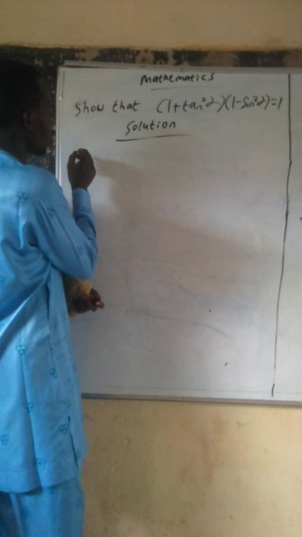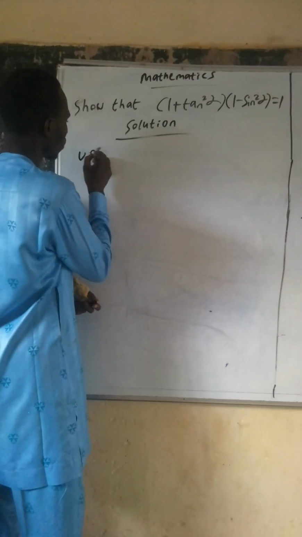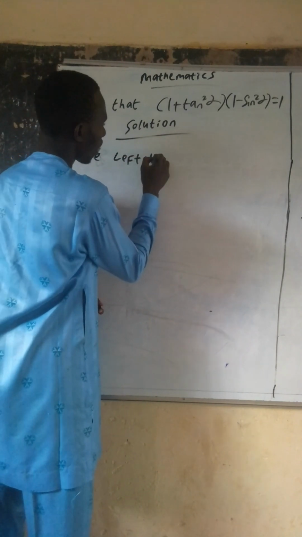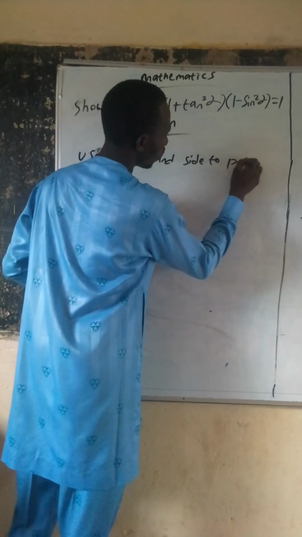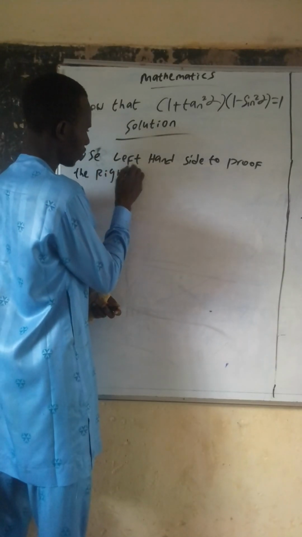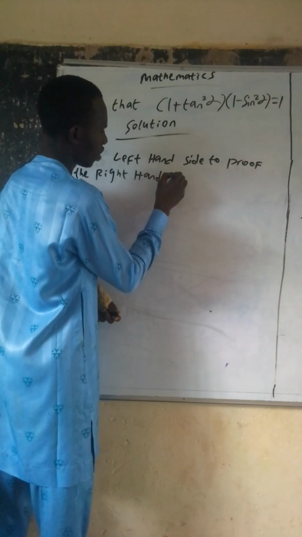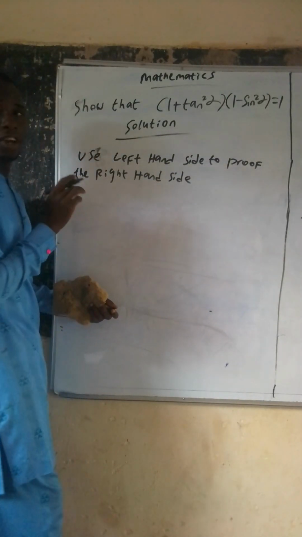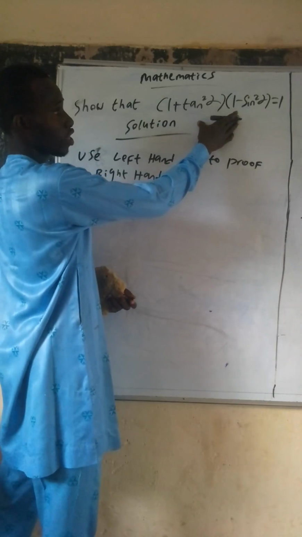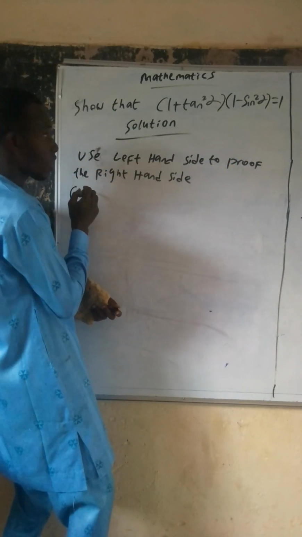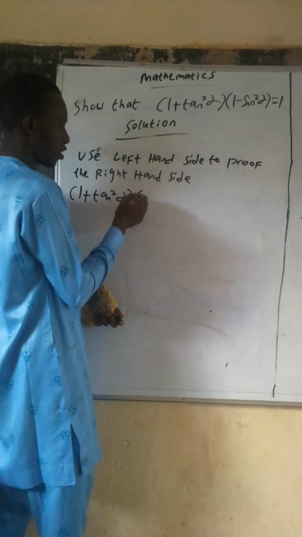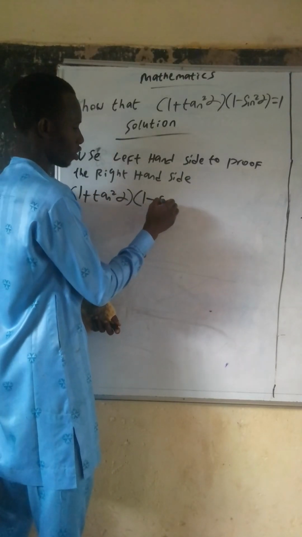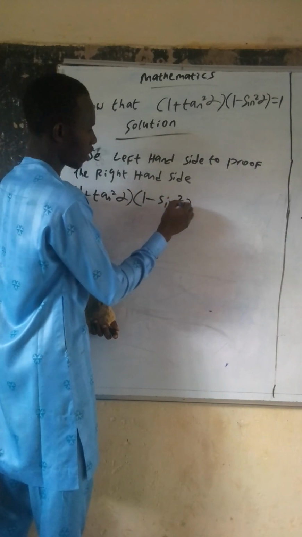What I'm going to do is use the left hand side to prove the right hand side. This is the left hand side, right? We need to prove that it's equal to 1. So we have 1 plus tan square alpha in bracket, and you multiply by 1 minus sine square alpha.